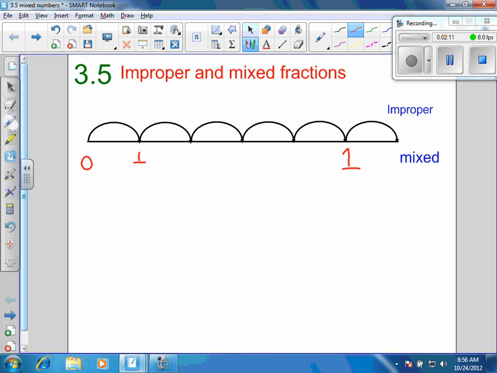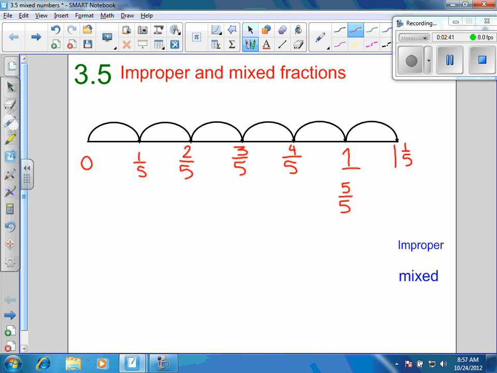So there are no impropers yet. So if we just take away these words for a minute and just think about the fractions, this would be 2/5, and this would be what right here? 3/5, 4/5, and this is 5/5 or a whole. But this becomes 1 and 1/5. I could do 5/5. You're right, Kyle. Wouldn't it make sense if 5/5 is improper and 1 is a mixed fraction?